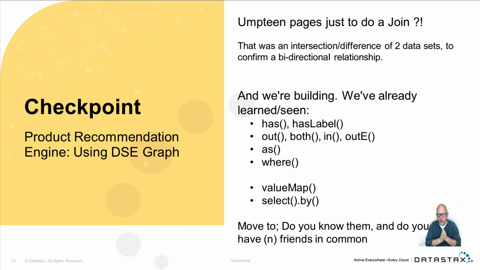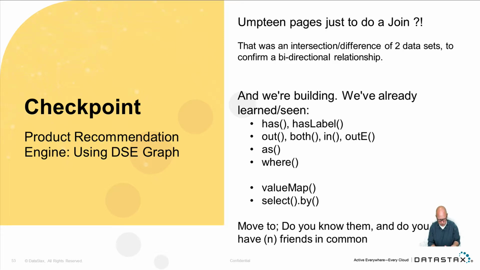We've been talking for a while. You gotta be kidding me. Umpteen pages just to do a join? Well, no, it wasn't just a join. This was an intersection, or you could think of it as a difference of 2 data sets to confirm a bidirectional relationship. Who does feral know and who knows feral? And another reason it was umpteen pages is we're beating to death, out and out E. We're trying to set a baseline so you have a construct.